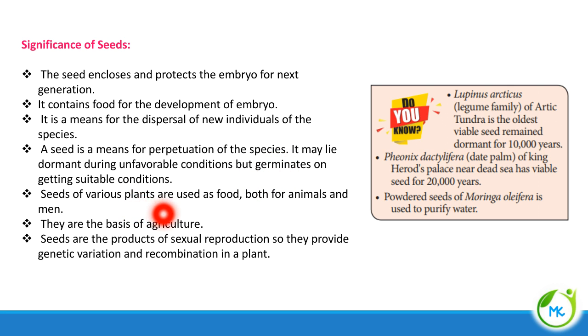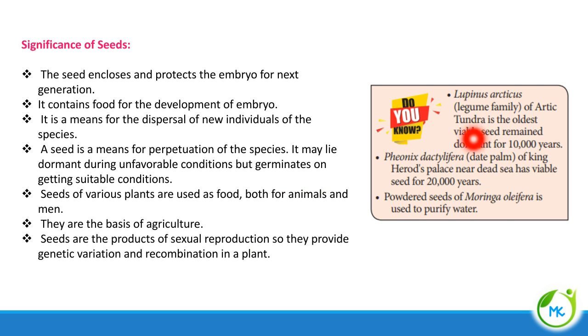Seeds of various plants are used as food both for animals and men. Several seeds we consume as food. For example, paddy. Rice we will consume as a food. And seeds are the basis of agriculture. For growing of the crops, we use the seeds. And seeds are the product of sexual reproduction. As a result of sexual reproduction only, the seeds are produced. So they provide genetic variation and recombination in a plant. So these are the significance of seeds.